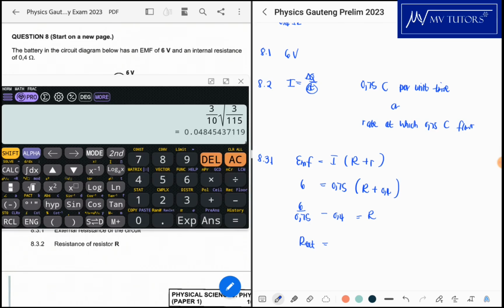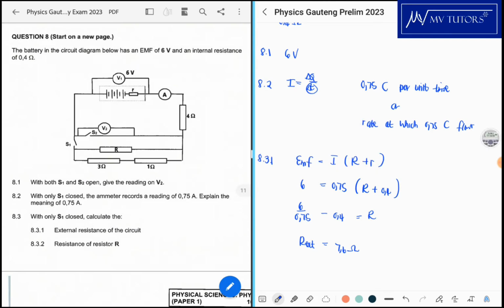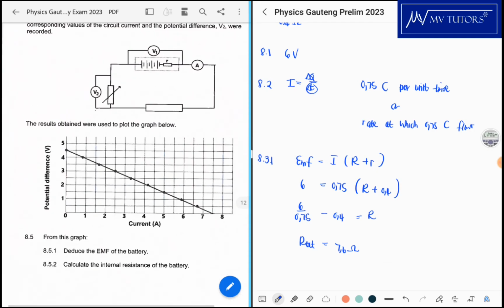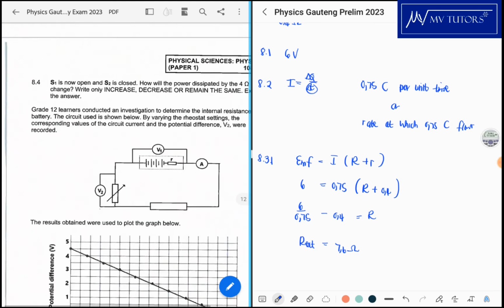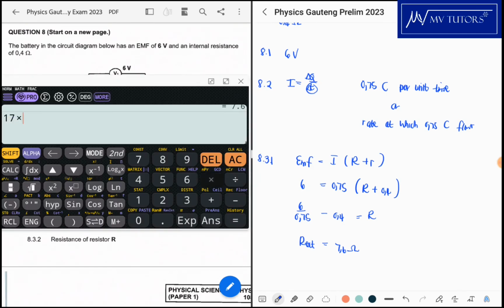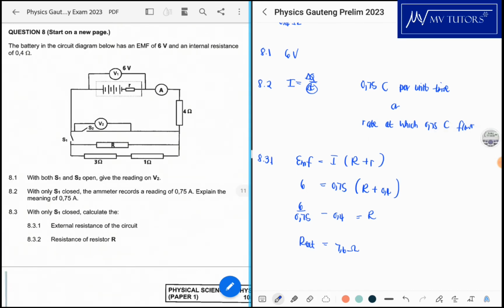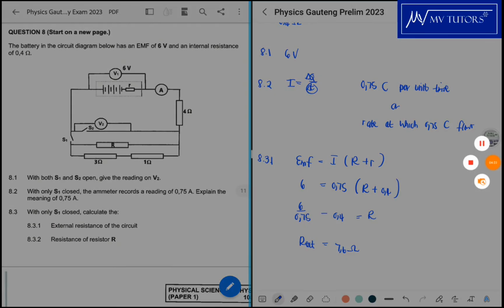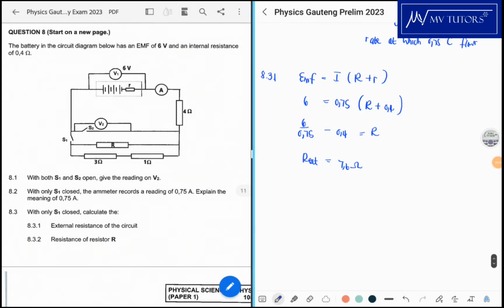So if we calculate that, we have 6 over 0.75 minus 0.4. So we have an external resistance of 7.6 ohm. By the way, what is this question out of? 17 marks. As expected, electric circuits take up a lot. So we should be done with this question in 20 minutes, and we're already at 4 minutes. Okay, 8.3.2.